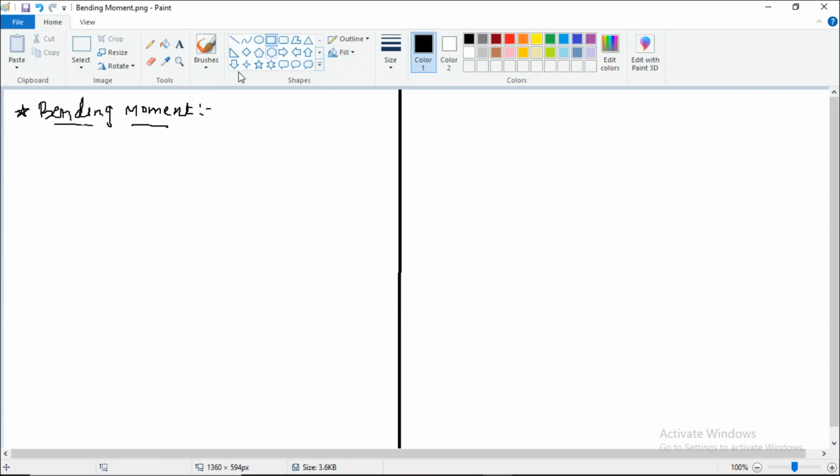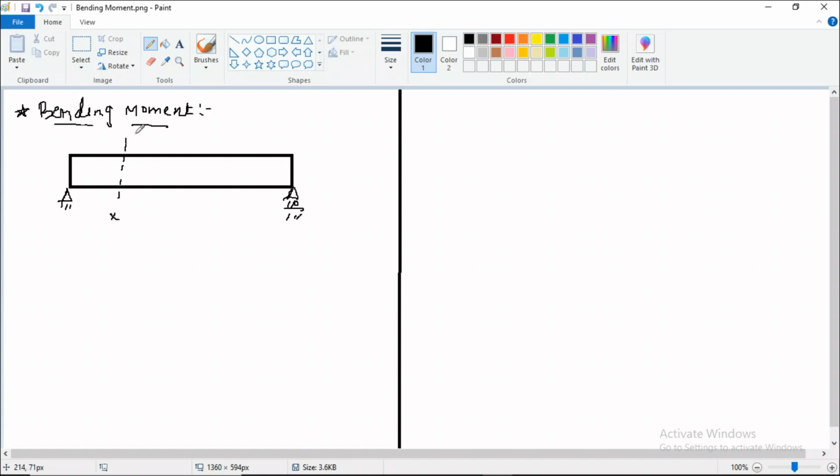So let us consider the beam that we considered for shear force. Simply supported beam only, right? And again take the same section XX. This is point A, this is point B, there is a central point load P, right? So it is divided into two parts basically. So again let us draw the two parts.